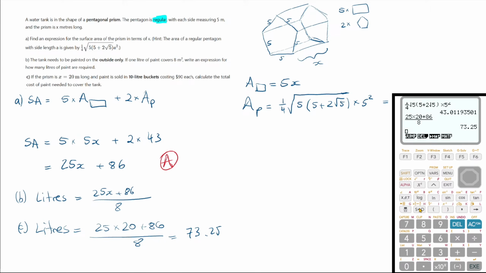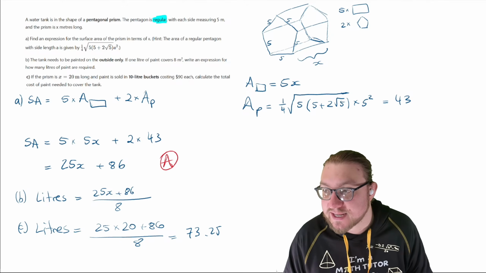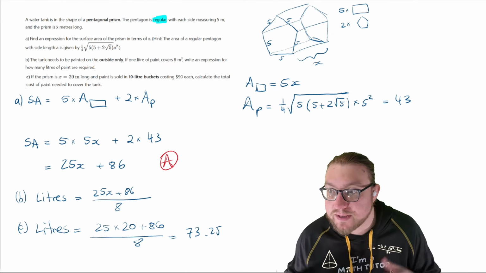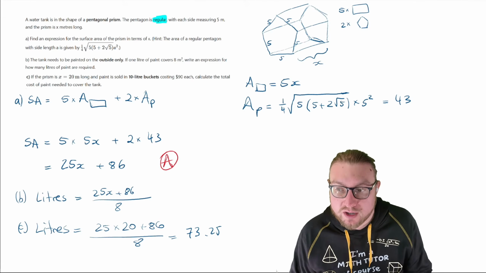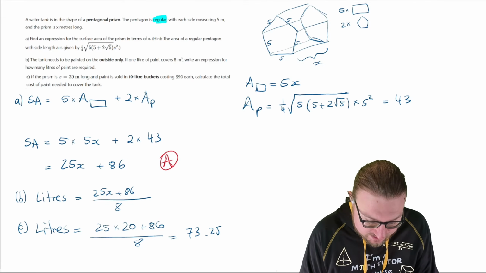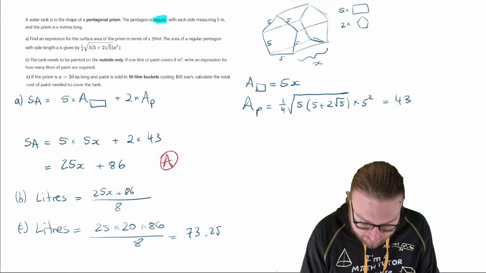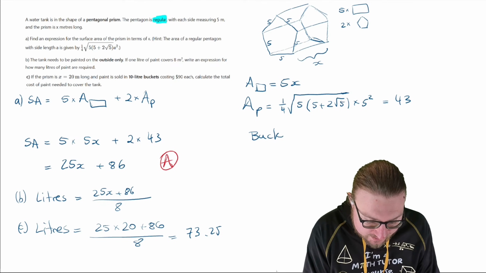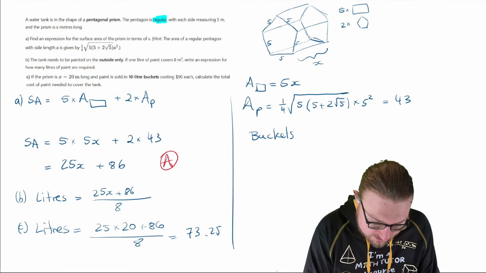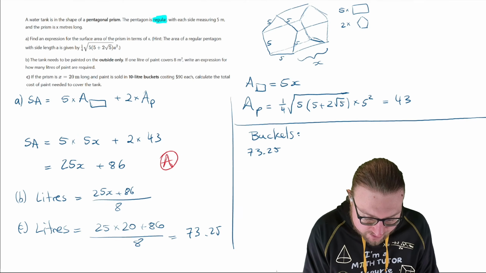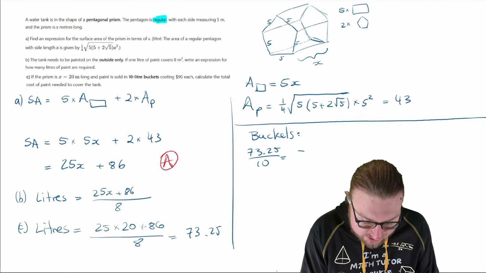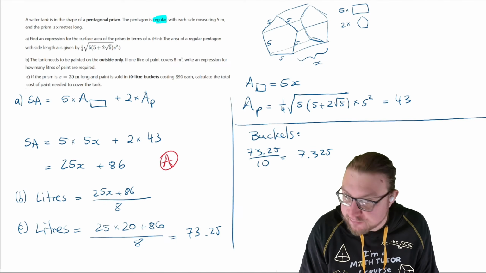So what does this number give us? That is the number of liters. And what does the question tell us? It says we have 10 liters in each bucket. So how many buckets do we need in order to make this happen? Well, to get to 73 with a 10-liter bucket, we can just divide it by 10. So we have the buckets: 73.25 divided by 10, which is 7.325.